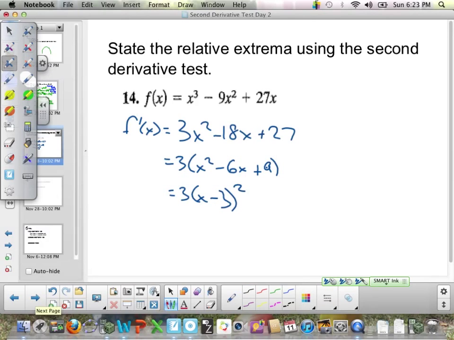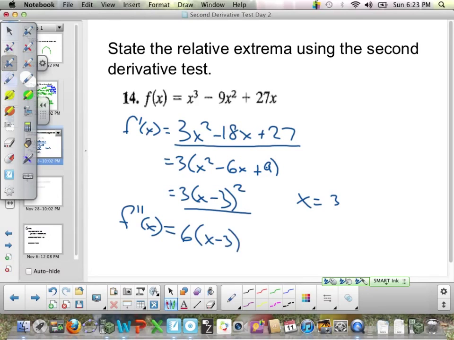And we see we have a critical number at 3. And then we'll find our second derivative. All right. Instead of going back up to the original one, I'm going to use the chain rule down here. We get 6 times x minus 3. Power down, and the derivative of the inside is 1, so I don't have to do anything with it.